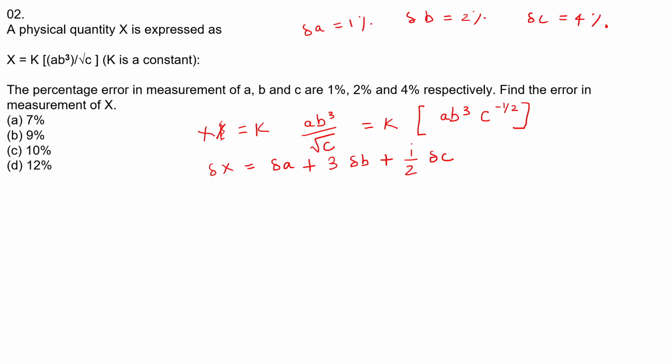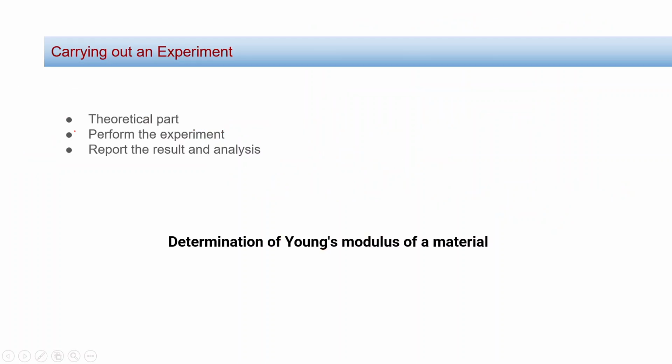Even though it's negative, we always find the maximum error, so we consider the plus half times the relative error in C. So relative error in A is given 1%, 3 times relative error in B is 6%, half times relative error in C is 2%. So this will be 1 plus 6 plus 2, 9%. So relative error in this quantity X is 9%.